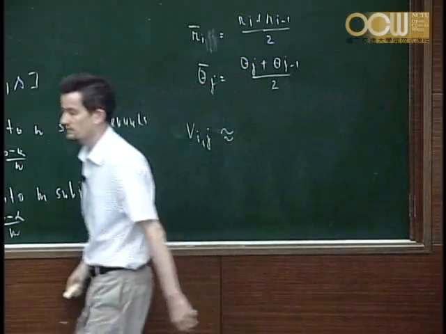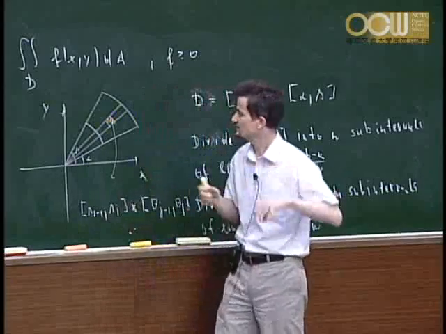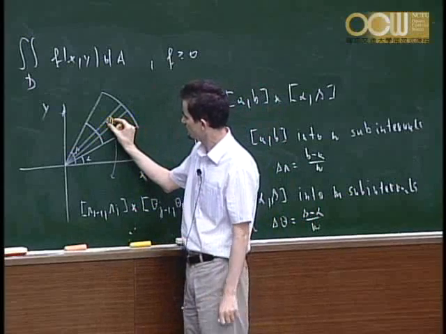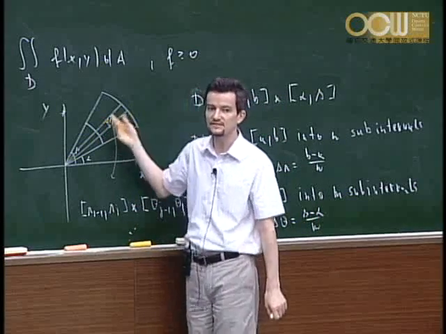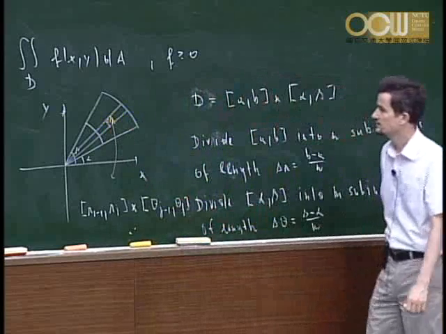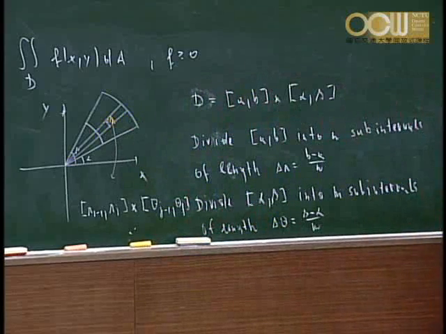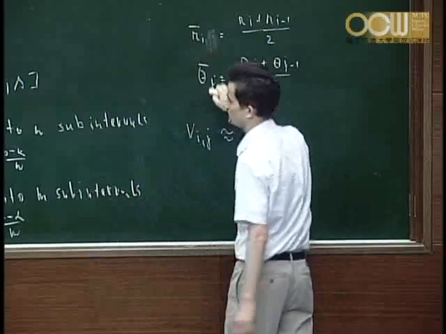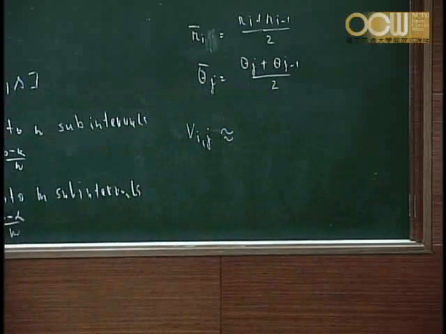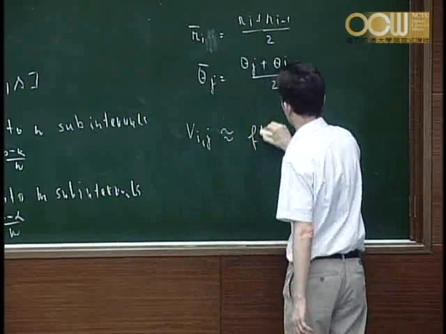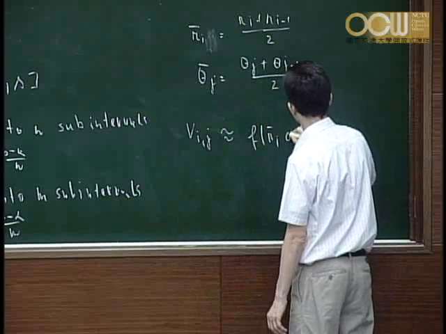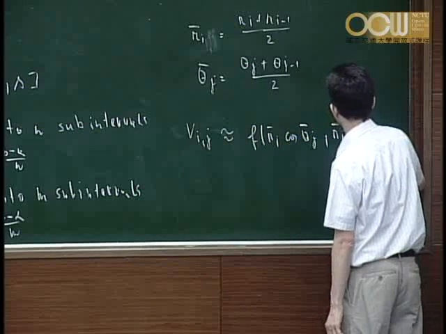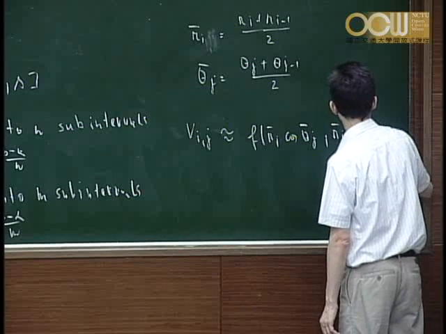What is the height? You look at the solid above this piece, and as the height of the corresponding cylinder, you choose f evaluated at the sample point. Since we use polar coordinates, we have f of r_i bar cosine theta_j bar, r_i bar sine of theta_j bar.